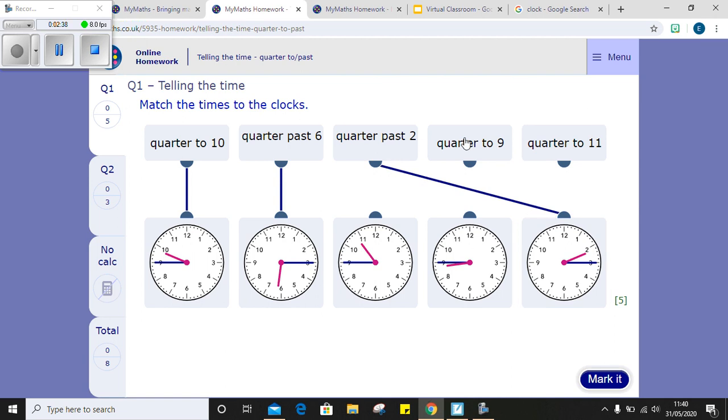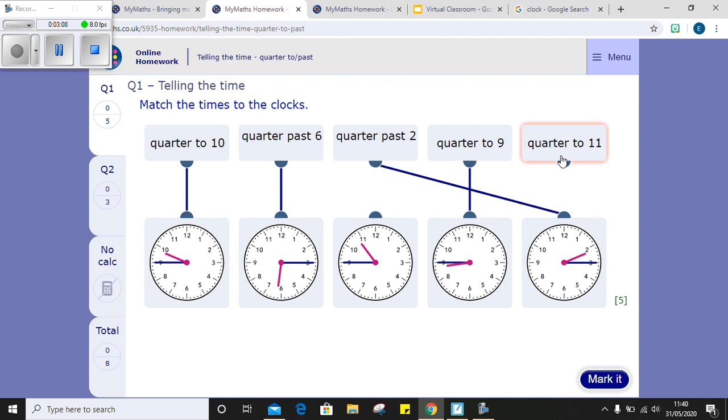Right, now I'm looking for quarter to 9. So both of my minute hands are the same. Both of my minute hands are a quarter to. So now I'm looking towards my hour hand. So I can see here that this is quarter to 11 because it's nearly on the way to that 11, and this one must be quarter to 9 because my hour hand is nearly at that 9 o'clock, and when my minute hand moves up to 12 o'clock, it'll be 9 o'clock. So that's quarter to 9.